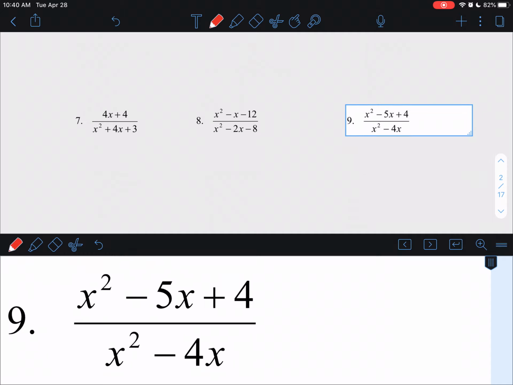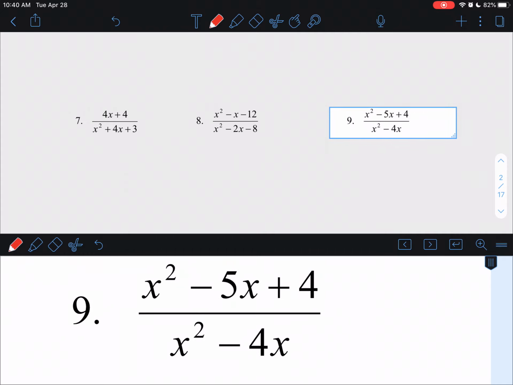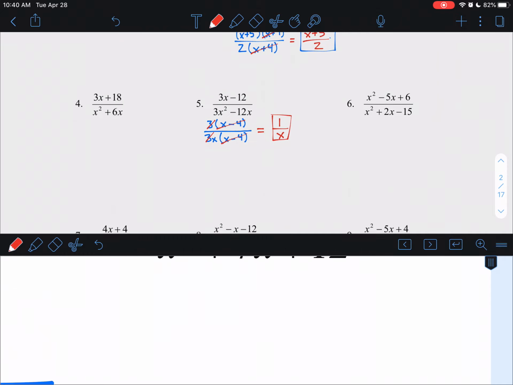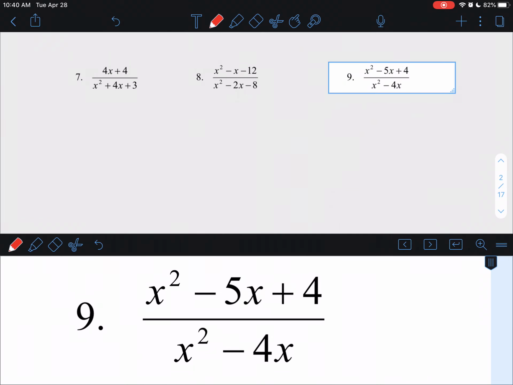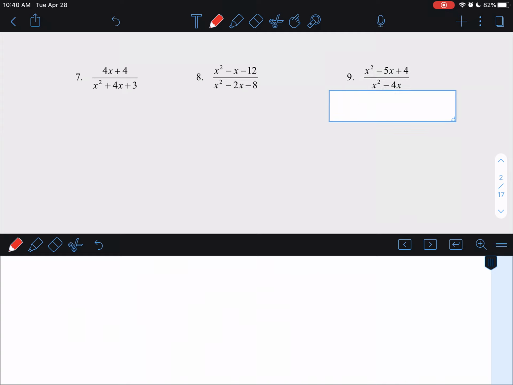Okay, number 9. So, again, just like with number 2 up here, I want to factor the quadratic first, because there are 3 terms. It's a quadratic. There are no GCFs. I just have to straight up factor it.